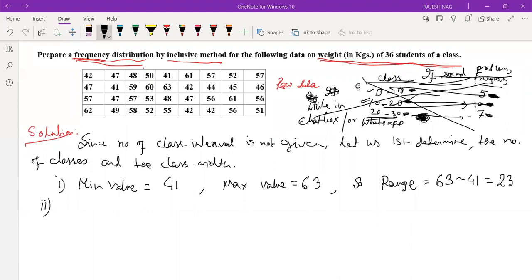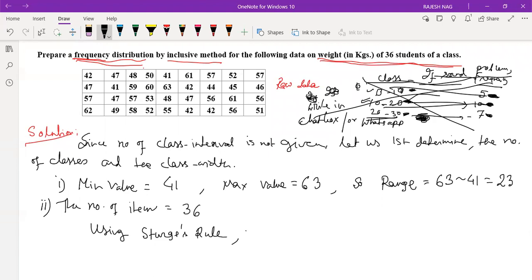Now, the number of items is 36. Any objection? No, sir. So, using Sturges' rule, the number of class intervals.